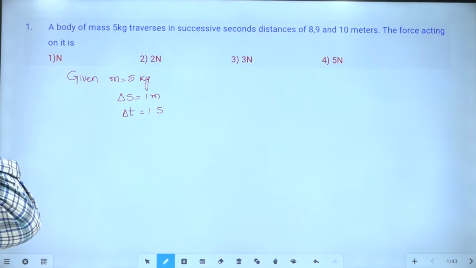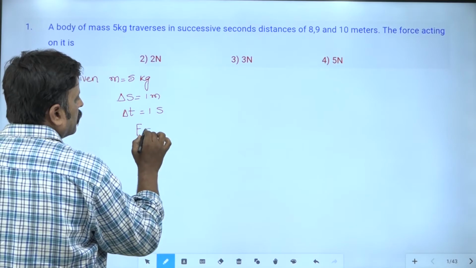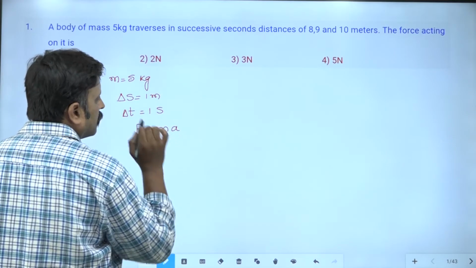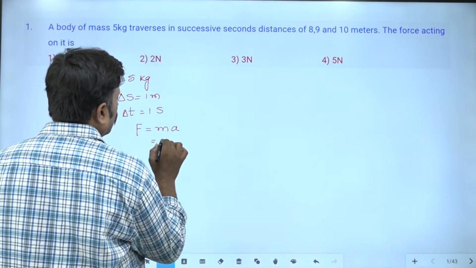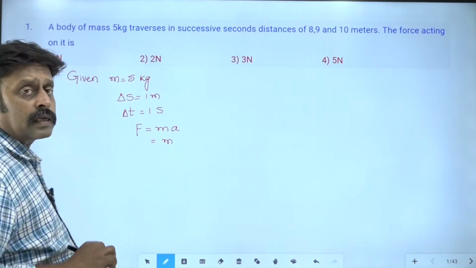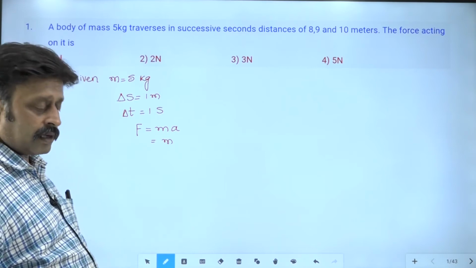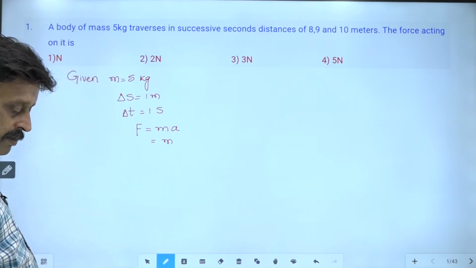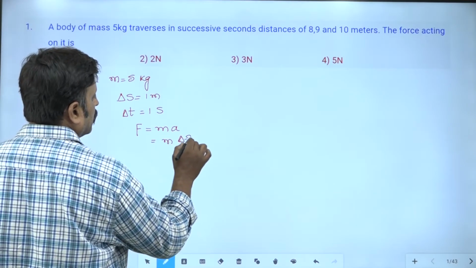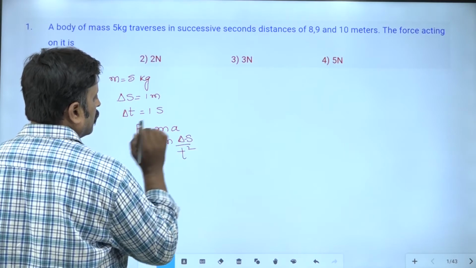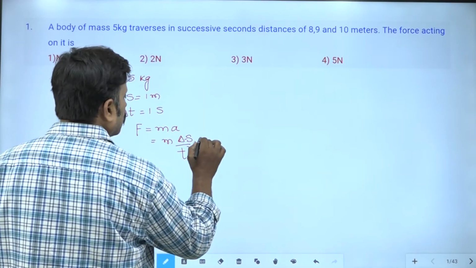Okay, we are asked to calculate force now. From Newton's second law, I can write F is equal to ma. Here acceleration is not given. That's the reason why I'm expressing acceleration as change in velocity by time, that is, change in displacement by time. So I can write delta s by t square as acceleration. Okay, that is mass.